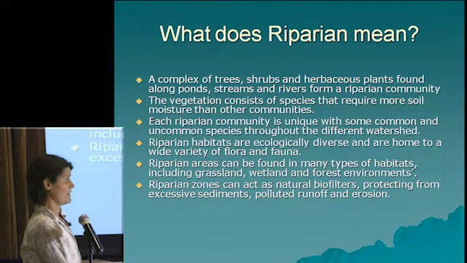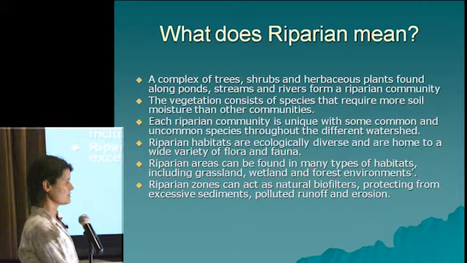So what does riparian mean? Well, riparian is a complex of trees, shrubs, and herbaceous plants found along ponds, streams, and rivers from a riparian community. The vegetation consists of species that require more soil moisture than other communities.